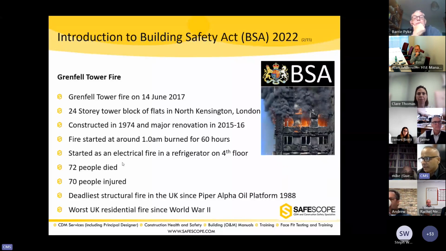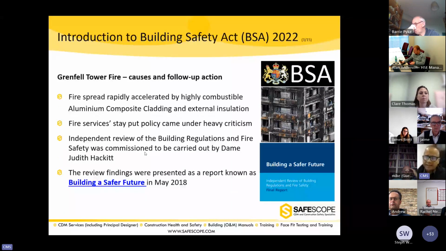The fire started at around 1 p.m. and burned for 60 odd hours. And it's the deadliest structural fire in the UK since the Piper Alpha oil platform of 88. Now, what happened afterwards is something had to happen. So many people lost their lives.